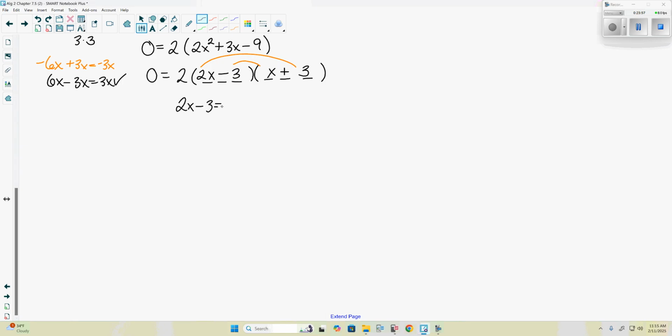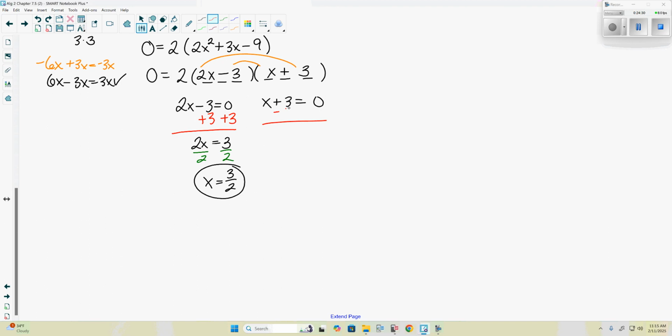Since we do have the correct factorization, we have 2 or more things multiplied together to equal 0, so one of them must be 0. Now with the 2x minus 3, the first thing we can do is add 3 to both sides, telling us that 2x is equal to 3. At this point here, we can divide both sides by 2. So x is 3 halves.